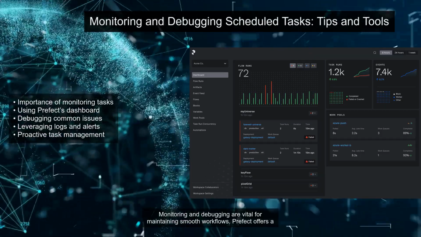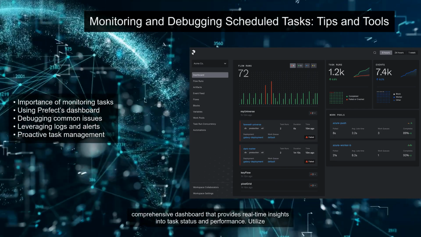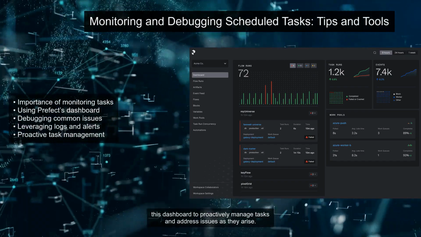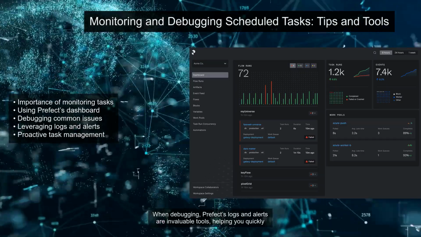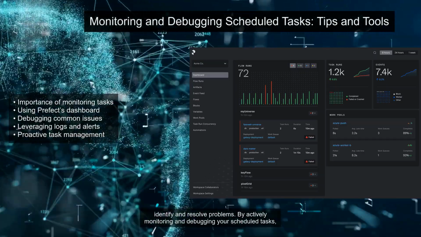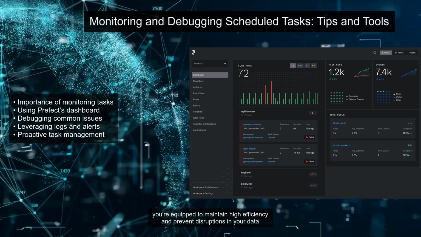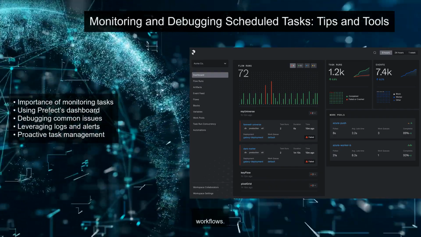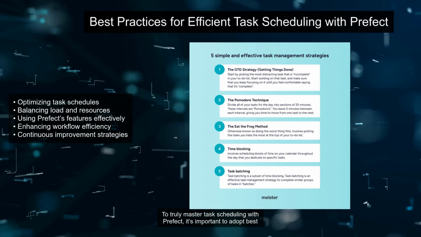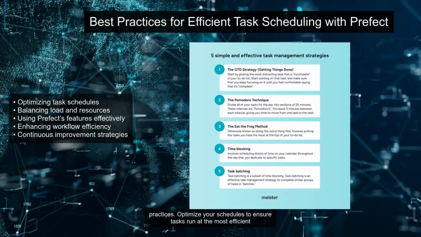Monitoring and debugging are vital for maintaining smooth workflows. Prefect offers a comprehensive dashboard that provides real-time insights into task status and performance. Utilize this dashboard to proactively manage tasks and address issues as they arise. When debugging, Prefect's logs and alerts are invaluable tools, helping you quickly identify and resolve problems. By actively monitoring and debugging your scheduled tasks, you're equipped to maintain high efficiency and prevent disruptions in your data workflows.